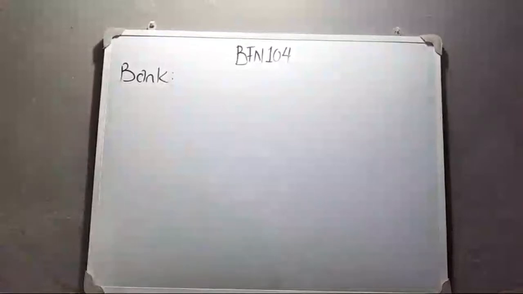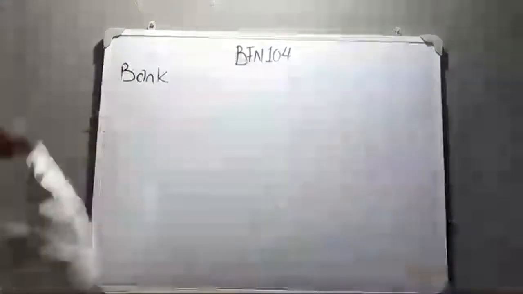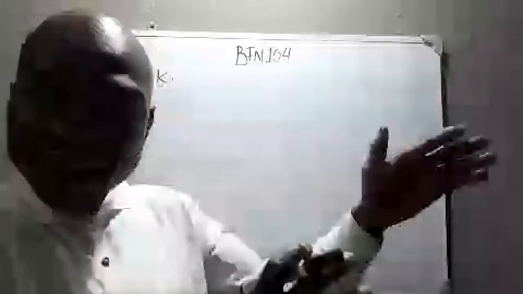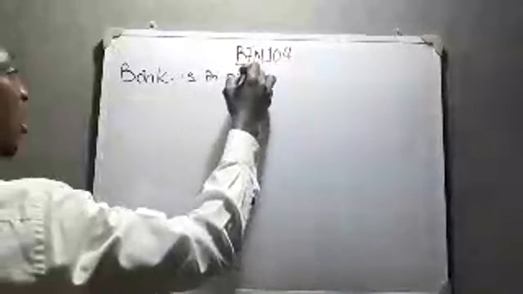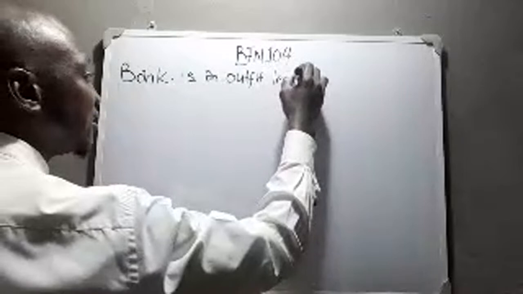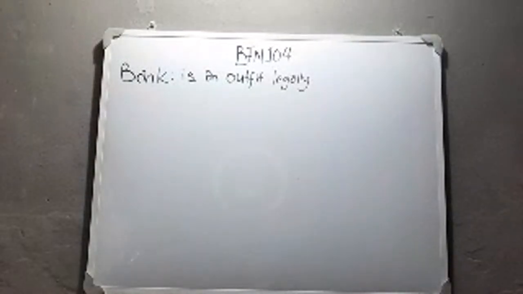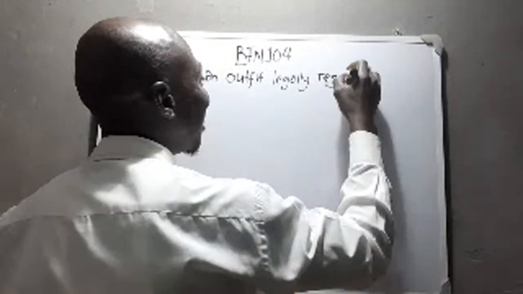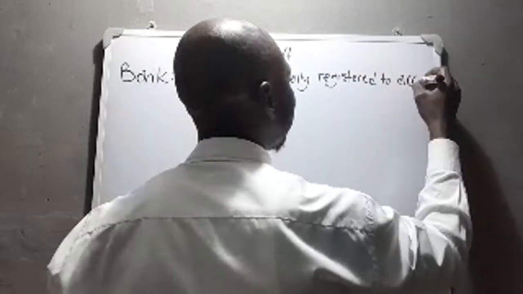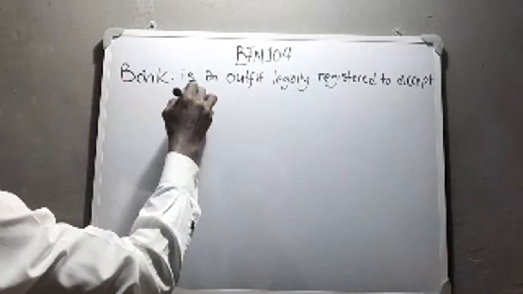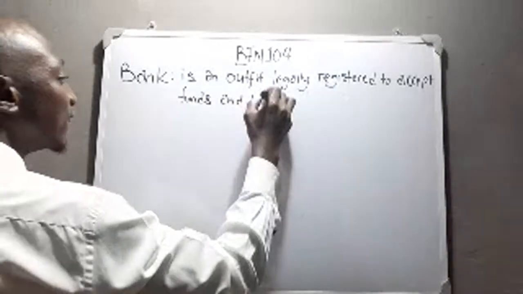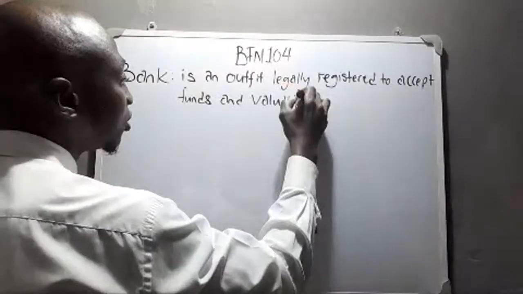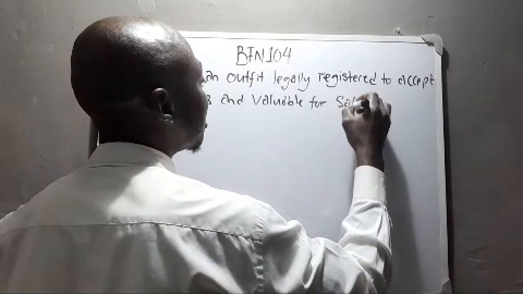So we have bank. What do we understand by the word bank? The word bank itself simply implies an outfit legally registered to accept funds and other valuables for safekeeping. Now, a bank is an outfit legally registered to accept funds and valuables for what? Safekeeping. That is the most important part of it all.